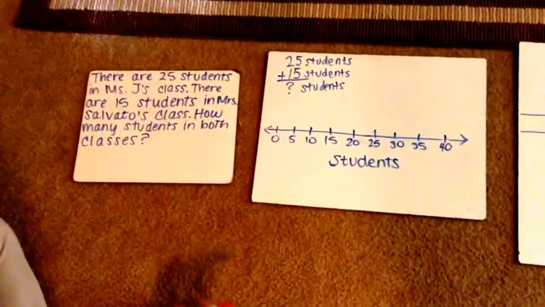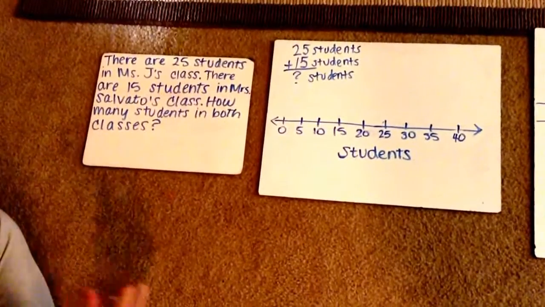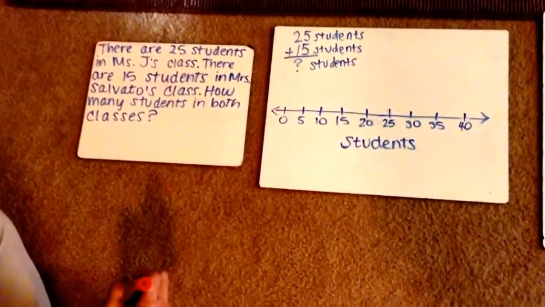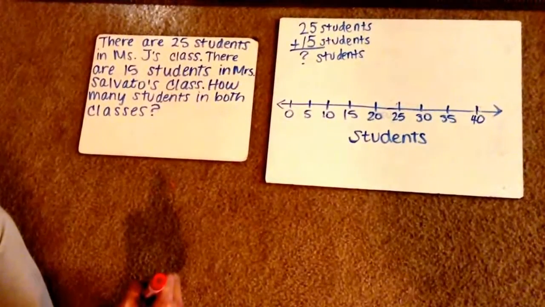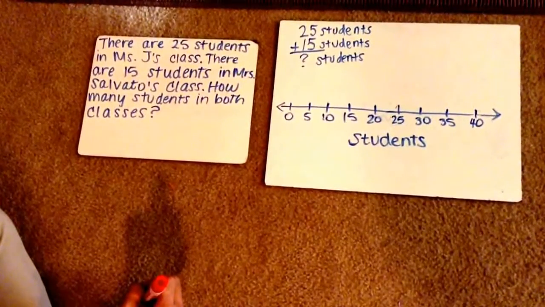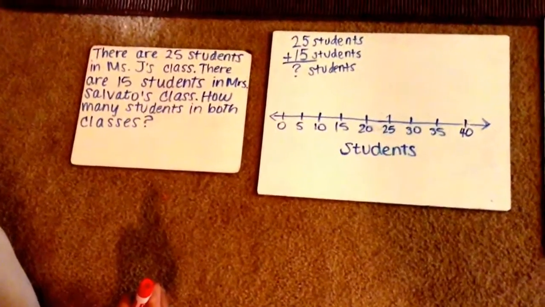Okay, so the problem is there are 25 students in Miss J's class. There are 15 students in Miss Salvato's class. How many students in both classes? What do we do to solve this?